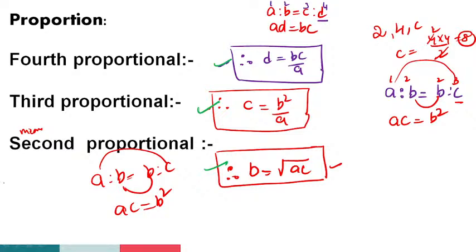Proportion means two ratios are equal is called the proportion. The proportion formation is AD is equal to BC. And fourth proportion, third proportion, second proportion. Just remember the formulas.